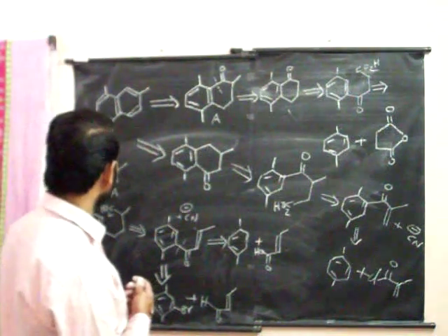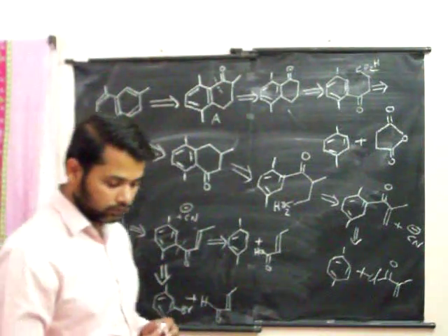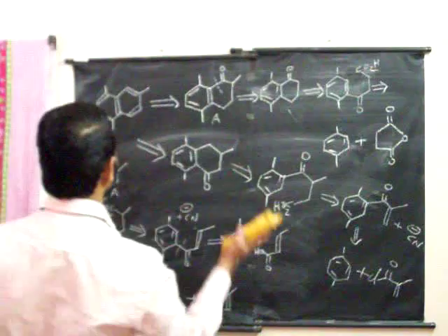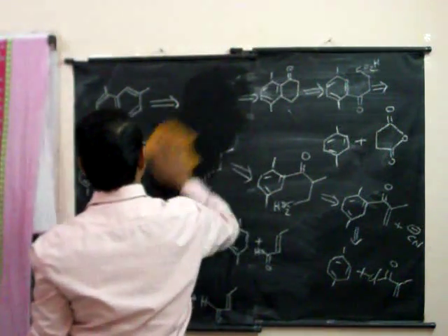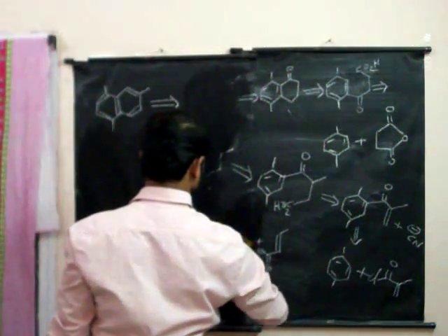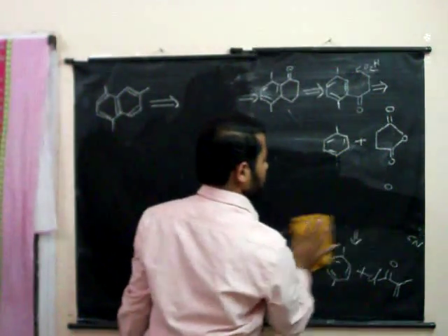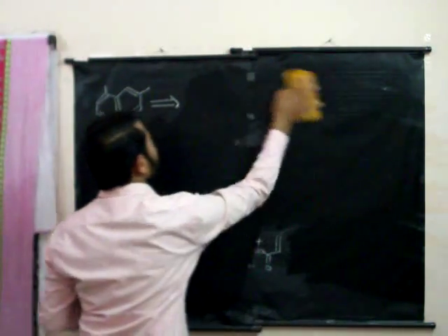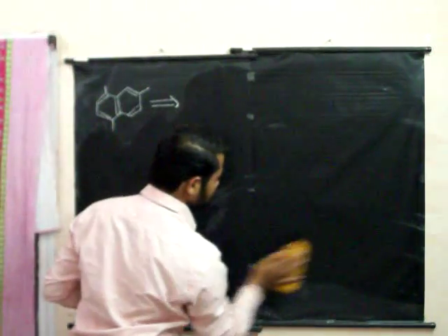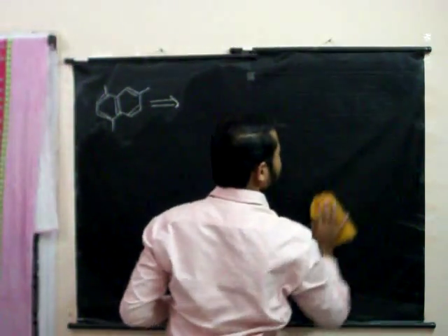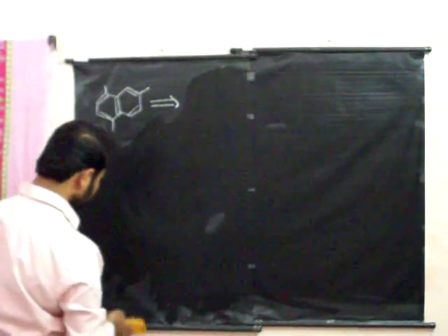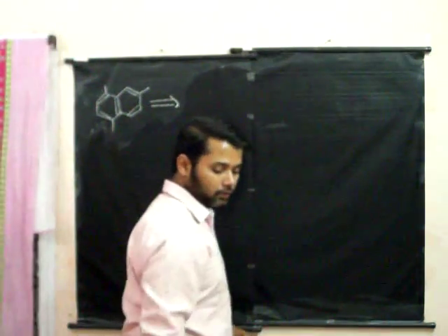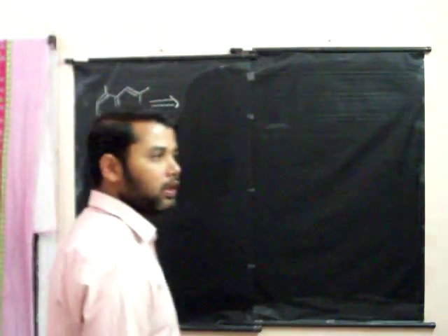Let us see if we have some more methods. Till now we have thought about four methods to synthesize this target naphthalene compound, and like this we can think of more and more methods, and we can go for the best method which will be having less number of steps and more yield.